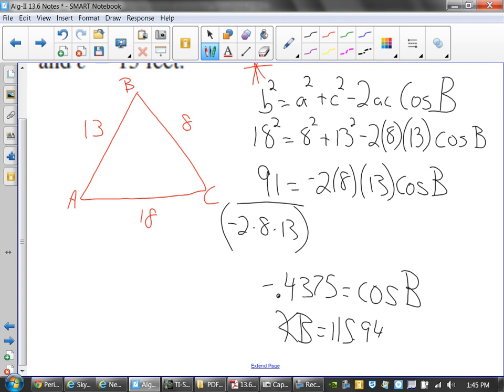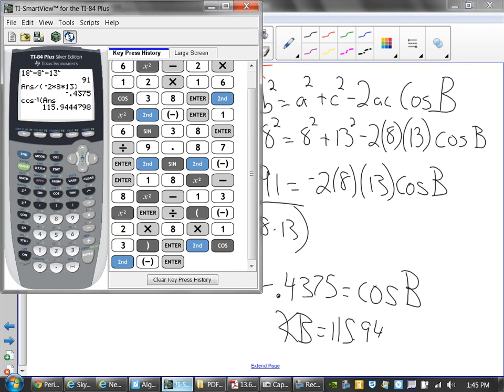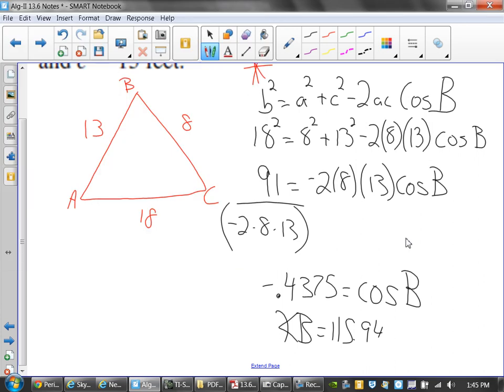Because if you're doing this string all the way through in the calculator itself, you've got this answer already stored in it, the negative 0.4375. So you hit second cosine of that second answer, and it'll already be there. What I did here is I just wanted to show you guys algebraically how it all falls through. But once you do 1 or 2 of them, it's really not all that bad.